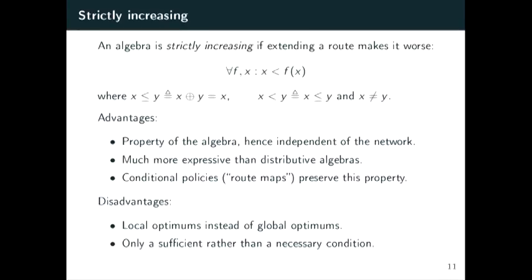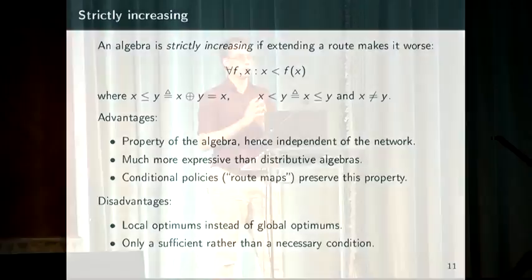What are the advantages of this? So it's a property of the algebra. Hence, it's independent of the network topology. So we only have to verify it once when we design the protocol, and it will automatically work for all networks. It's much more expressive than distributive algebras. This means that you're not enforcing that all nodes have a common preference order. All you're saying is that, OK, if you're extending a route, you've got to make it worse. We don't care how much worse. It's just got to be worse.